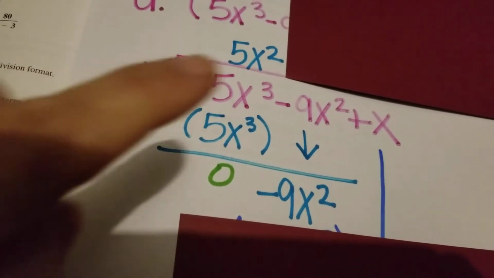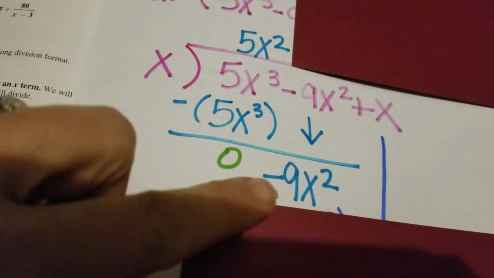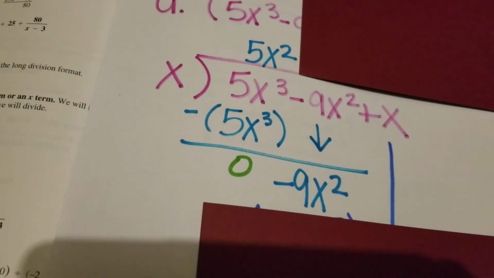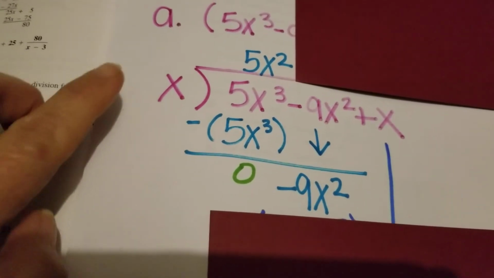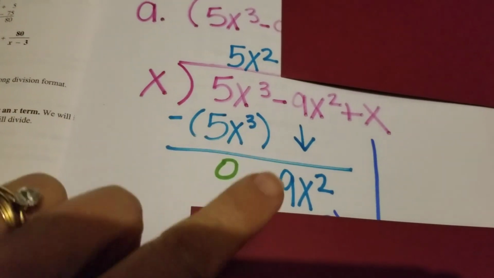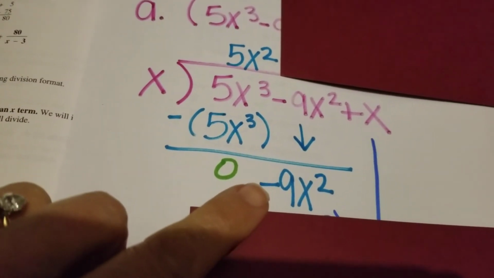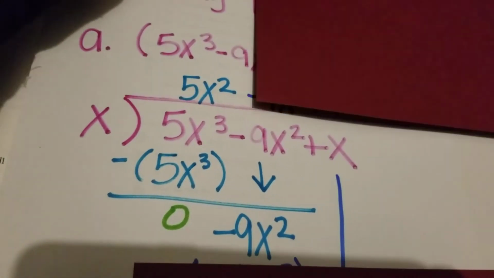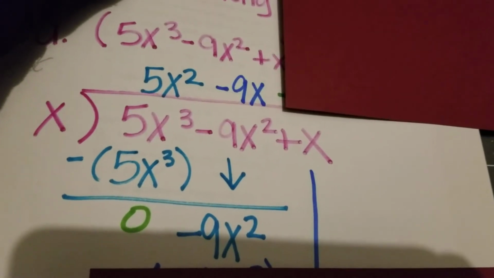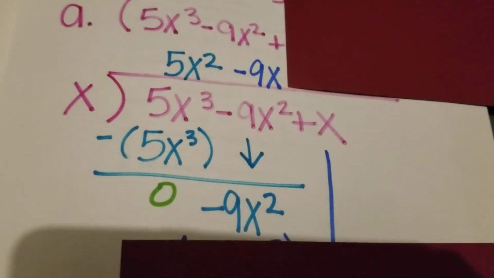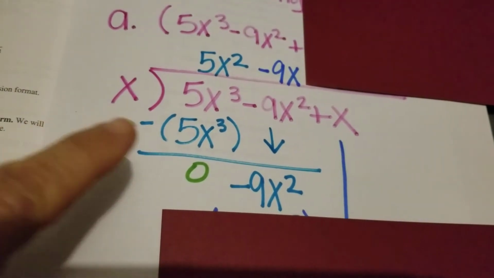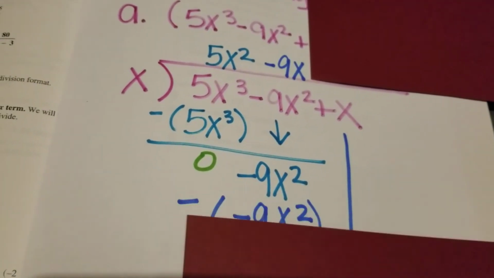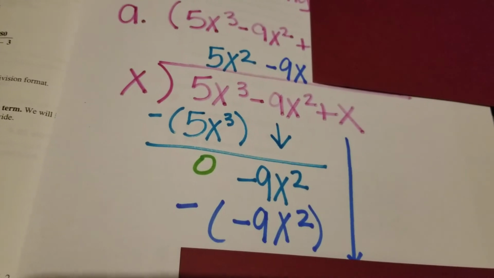So now I do what I do in long division. I bring down the next value, which is negative 9x squared. The negative 9x squared we have to consider, okay? x times what gives me negative 9x squared? I'm going to think about that, and it's negative 9x. So negative 9x times x gives me negative 9x squared, right?